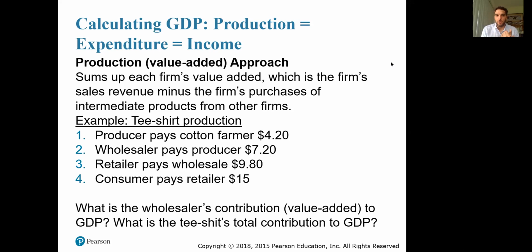All right, in this video, we are going to talk about the value added or the production approach to calculating GDP. To do so, what are we doing? With the production approach, basically, we are aggregating the value that each firm in the supply chain adds to the production of a good or service, okay?